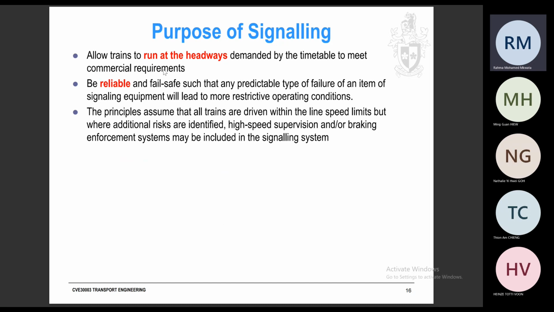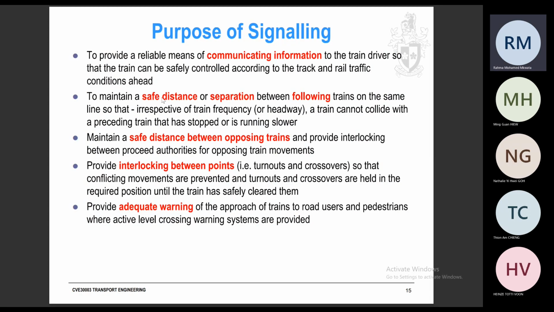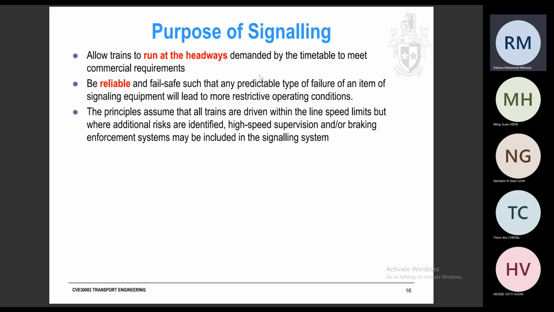Just now, we said that we have to maintain a safe distance or separation between following trains. It will also help the train in terms of operation to run at the headways that you need. Let's say if the train has to come every 3 minutes or every 5 minutes, that is the headway that we're talking about. So the signaling will actually help the trains to arrive into the station according to the timetable.